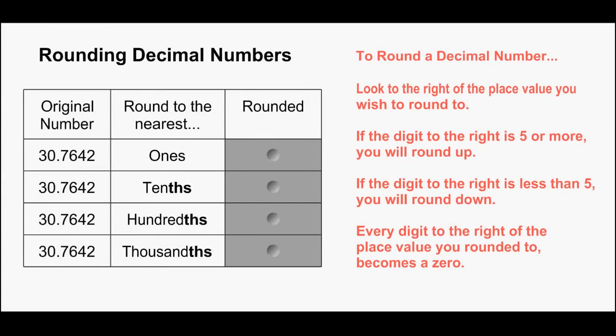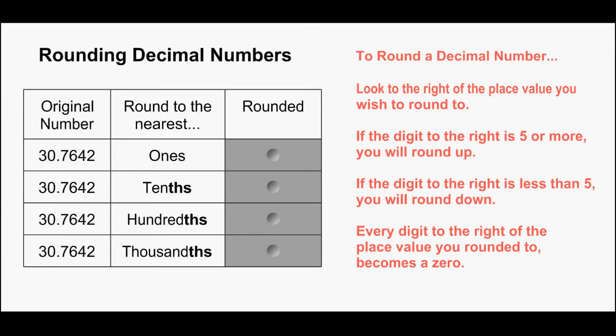Look at the number in the original number column, 30 and 7,642/10,000ths. Round the original number to the place value shown in the second column. When you are ready, I will reveal the answers. Press pause now.